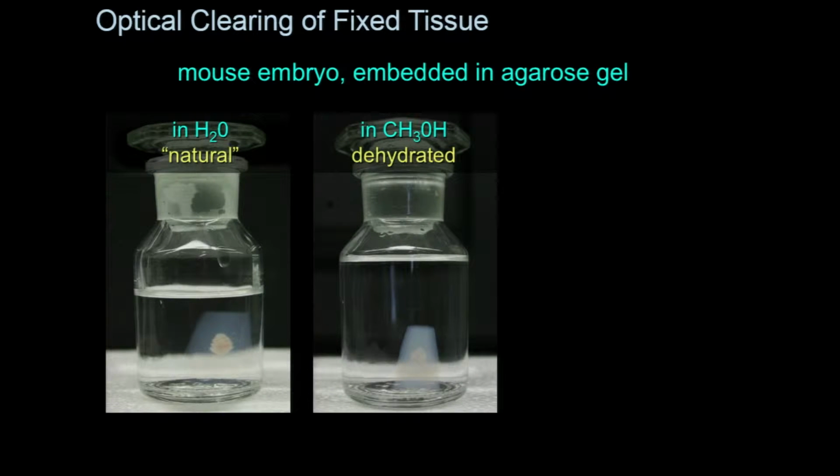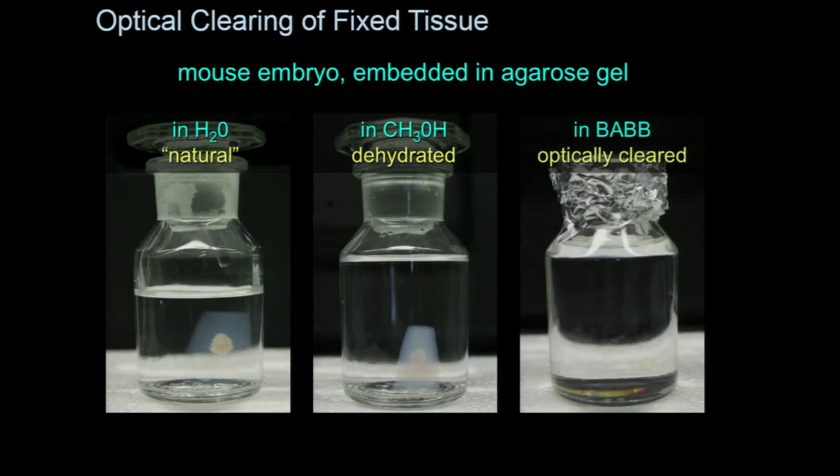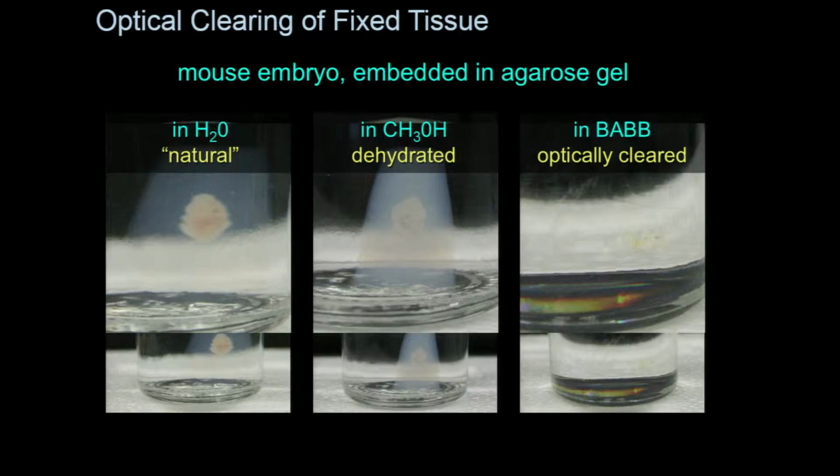We take that, replace the water with methanol, and the thing looks something like this. You can see it's actually a little less transparent at this stage. But the nice thing you can do is replace that methanol with benzyl alcohol benzyl benzoate, and your sample looks like this, or rather it doesn't look like anything. If you zoom in on it, again, there's the mouse embryo here. If you look really closely, you can see the eyes. The pigmentation isn't cleared, but all of the soft tissue is basically index matched to this embedding medium.